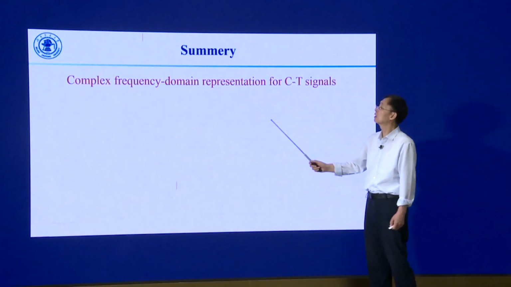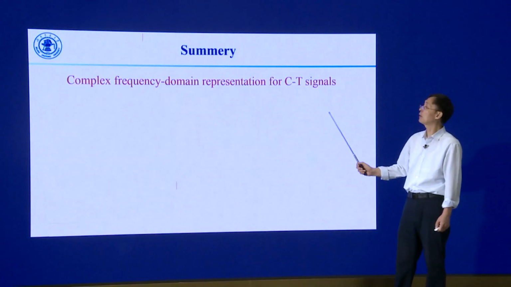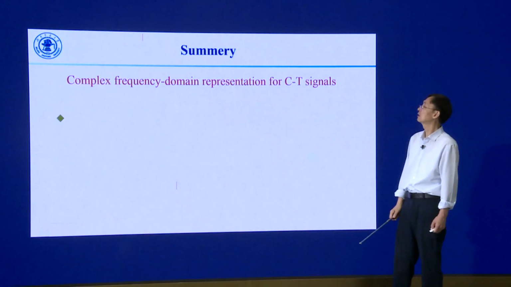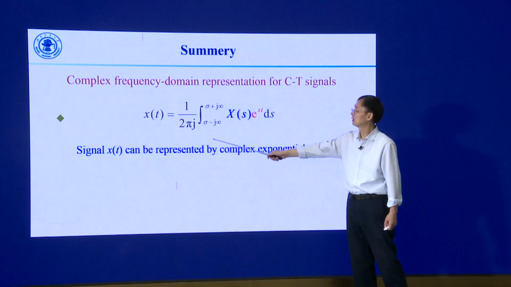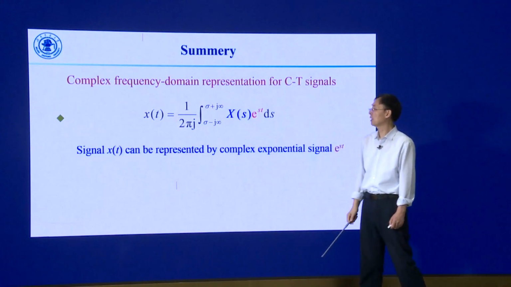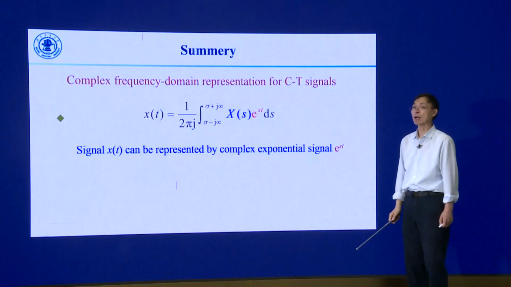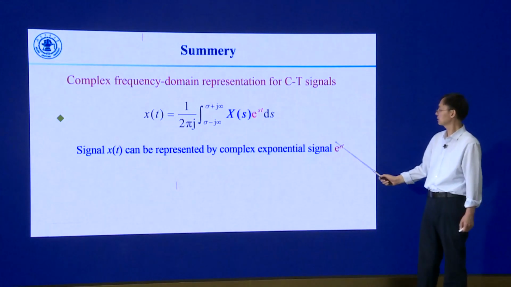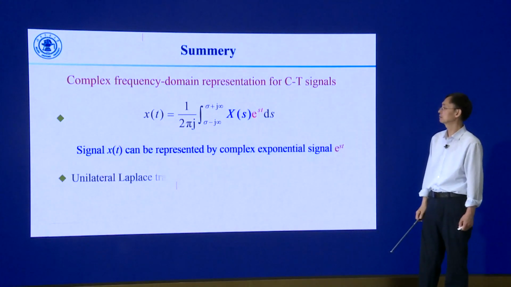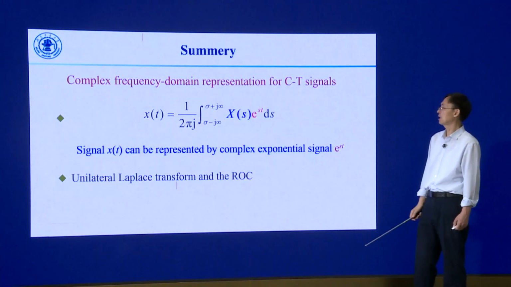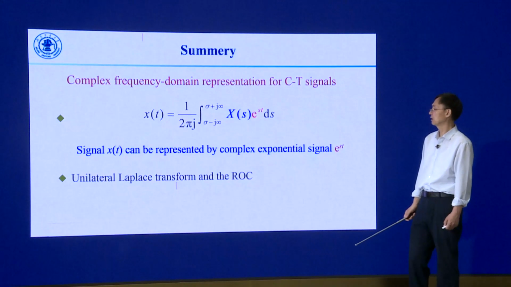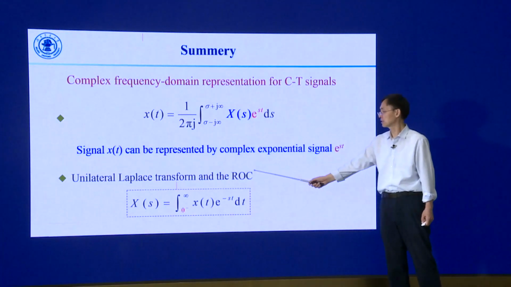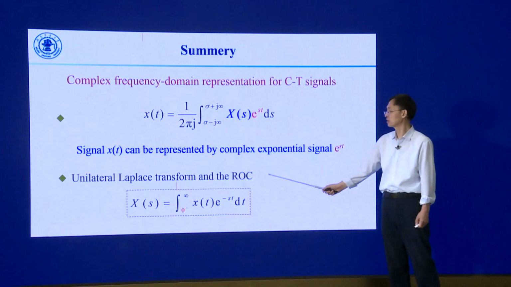In summary, this is the complex frequency domain representation for continuous time signals. Signal x of t can be represented by complex exponential signals. Here is the unilateral Laplace transform definition and its region of convergence.